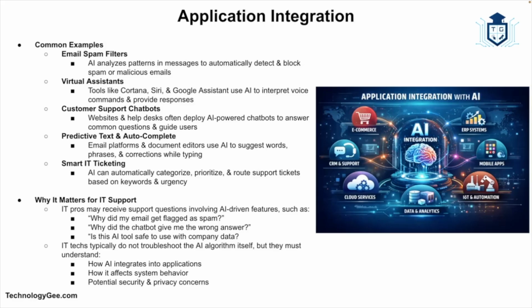We're talking email spam filters that learn which messages to block. You have virtual assistants like Cortana, Siri, and Google Assistant. You've got chatbots on company websites or help desks. You've got autocomplete and predictive text in emails and documents. And you've got ticketing systems that categorize or prioritize support requests. From an IT support perspective, AI integration means users may not even realize they're interacting with AI until something breaks, behaves strangely, or raises privacy concerns.